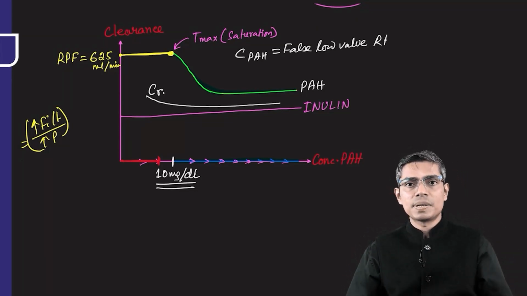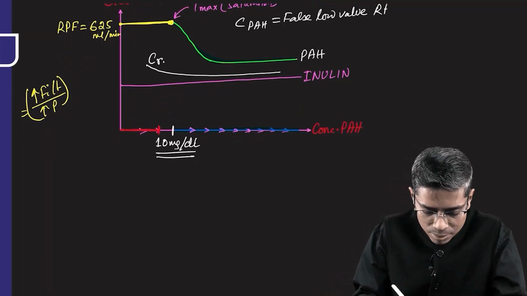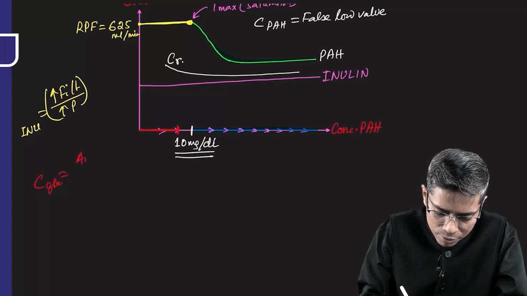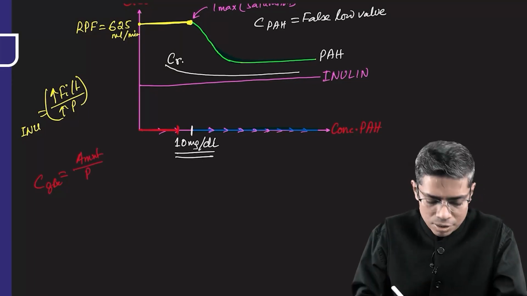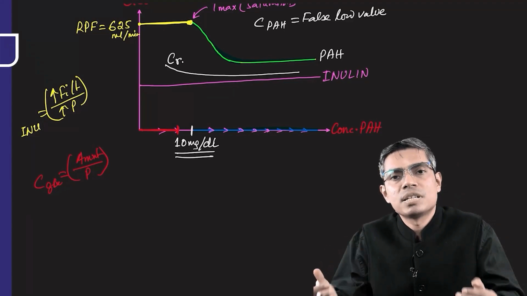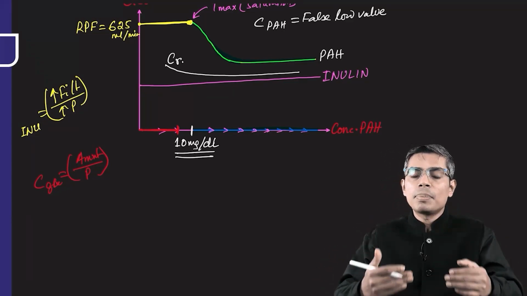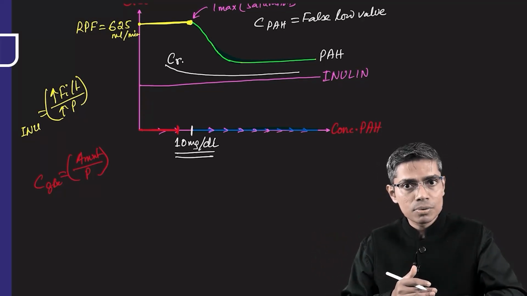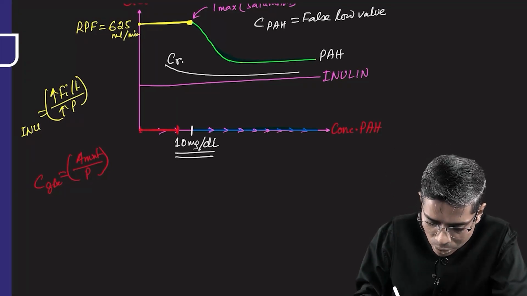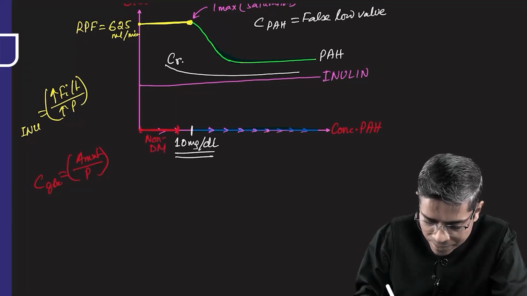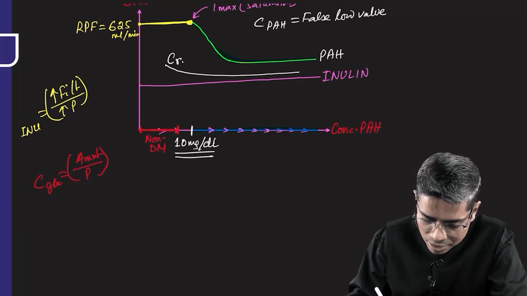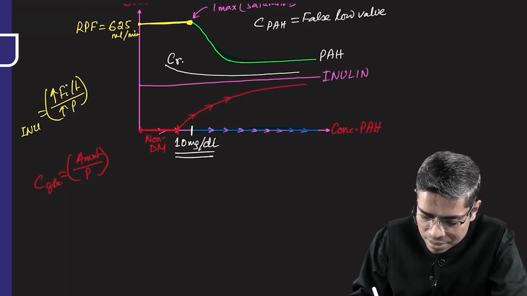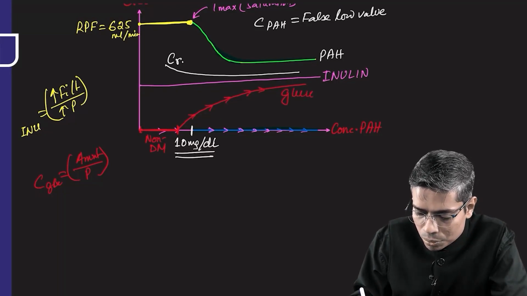But if the person is diabetic and you measure the clearance of glucose, a certain amount will be present in the urine along with the plasma concentration. So in these cases it is not 0, it is more than 0. The higher the plasma glucose concentration in a diabetic person, the more the clearance of glucose. So in a non-diabetic person the clearance of glucose is 0, but in a diabetic person the clearance curve will keep rising towards the inulin curve. So this is the clearance curve of glucose, right?